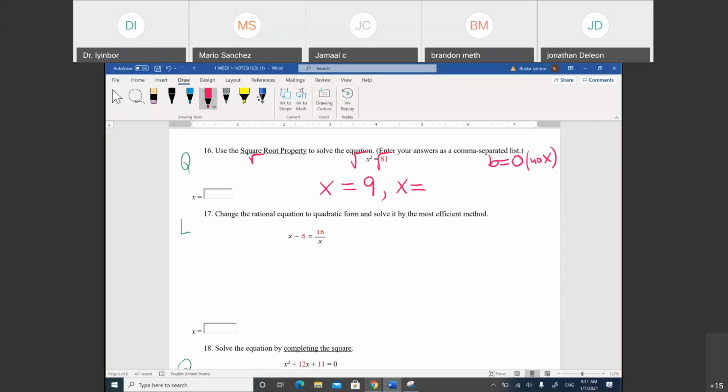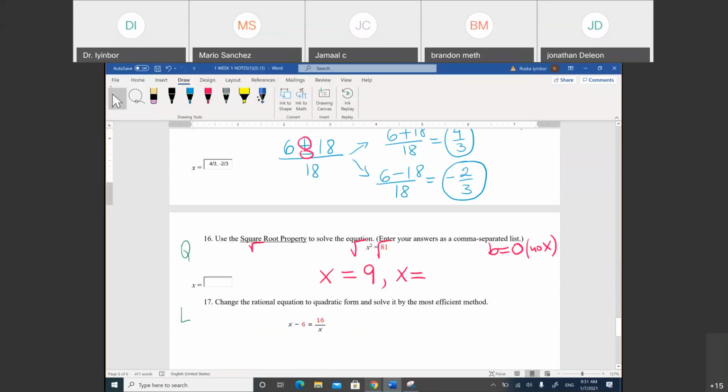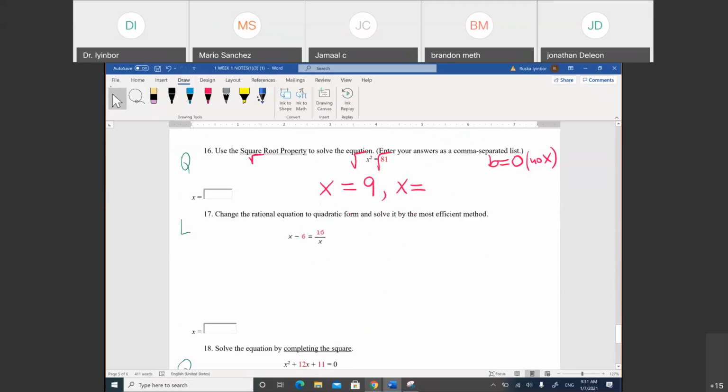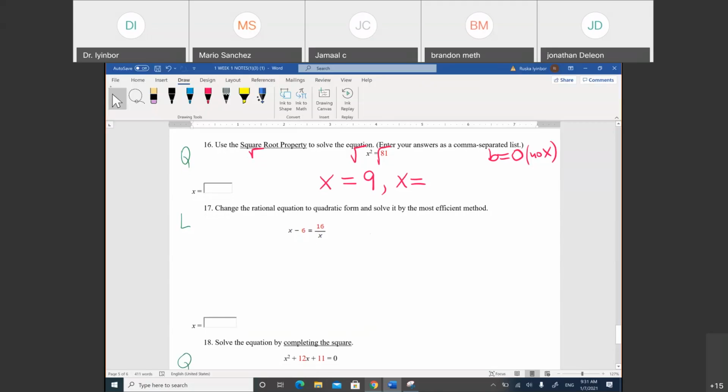What happens if I square a negative number? What am I going to get? I'm going to get positive, right? Okay, that's right. So it's going to be negative 9. So when you take square root of 81, you're technically going to get positive 9 and negative 9. Because negative times negative gives you positive. So negative 9 times negative 9 is going to give you positive 81 also.